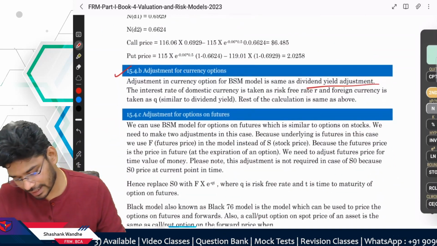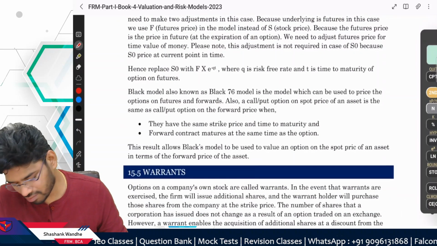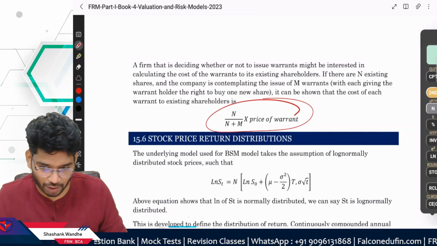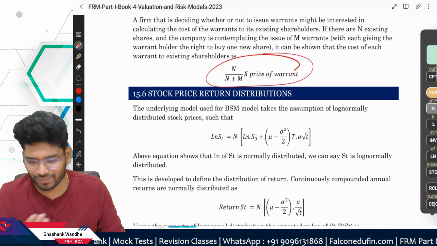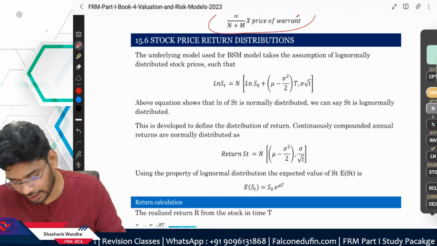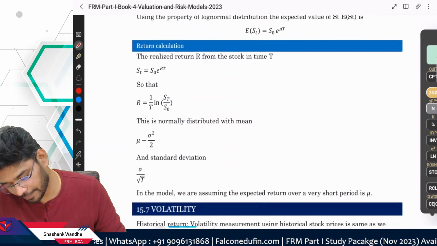And then S0 is SA, and you are good to go. Then adjustment for the options on futures, not at all important. Then there is a warrant calculation. So just see how to adjust the warrant. Generally not that highly testable area. Then return distribution, again not highly testable area.